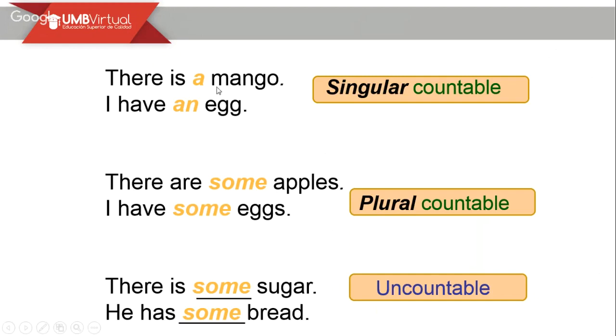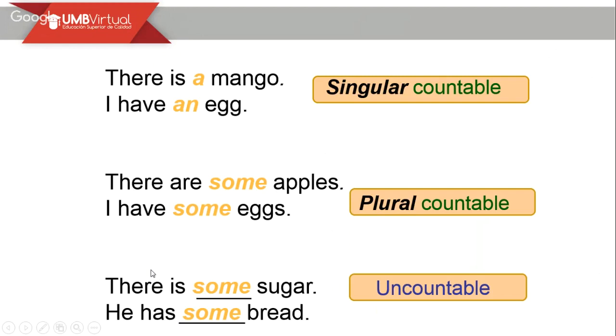Okay. Este some hace referencia a algo, algunos o algunas, right? There are and there is. Recordemos que el there is, estas dos palabras nos indican en español hay en singular. And there are, both of them are used for plural. Okay? So, number three, uncountable.